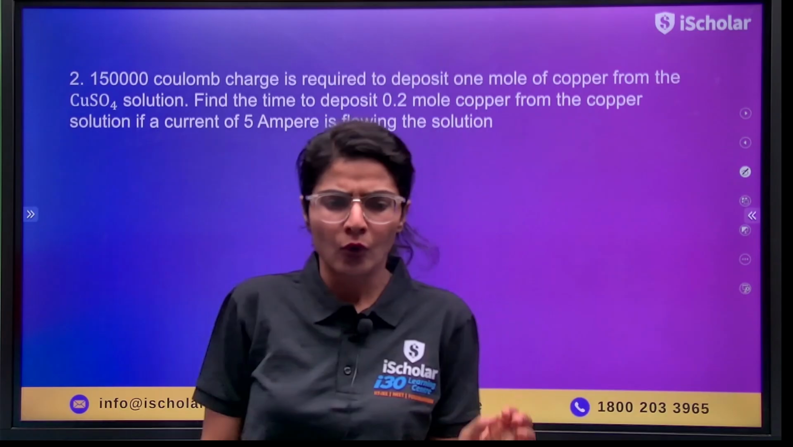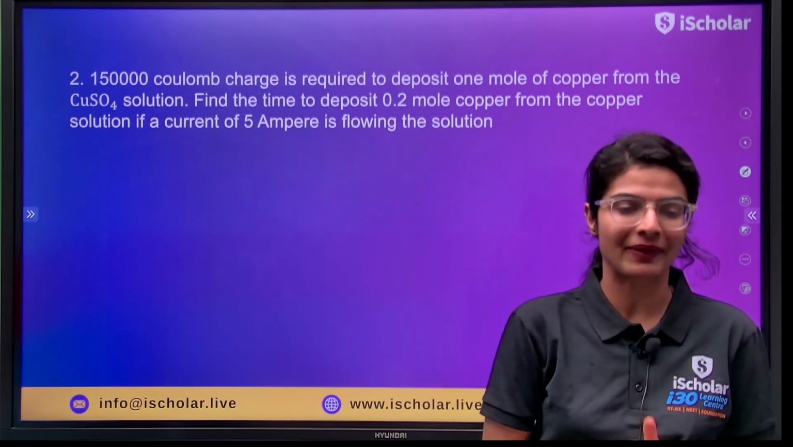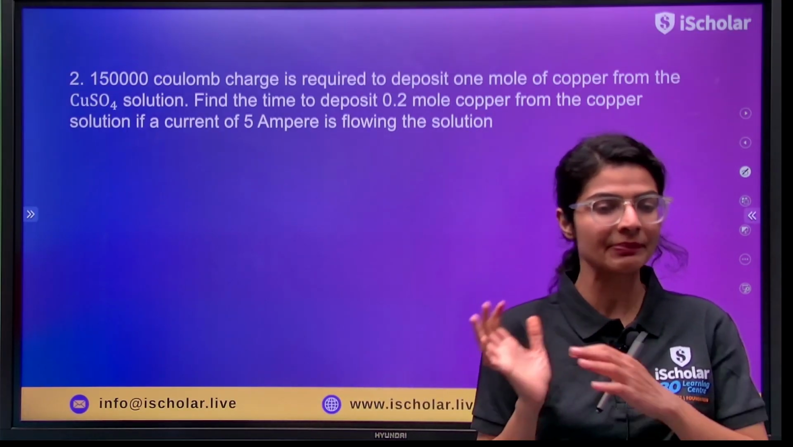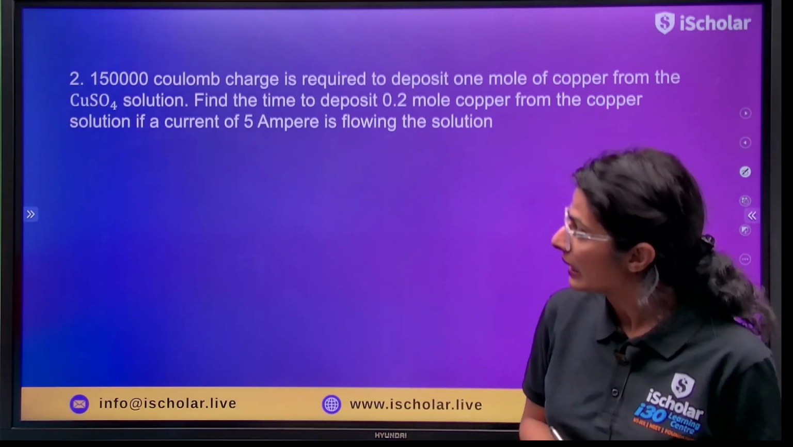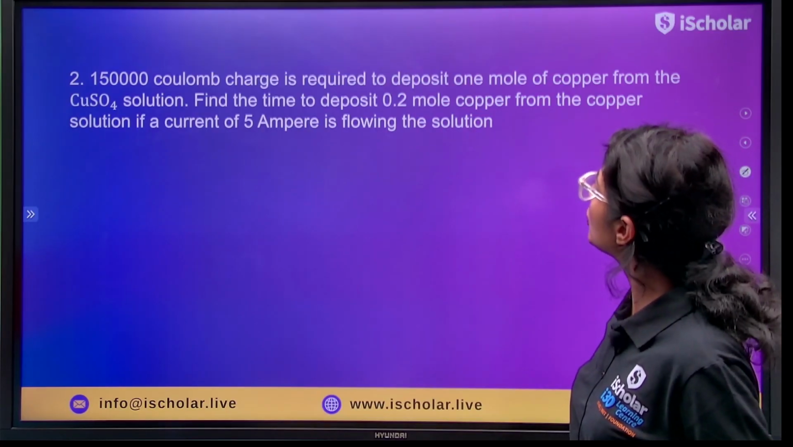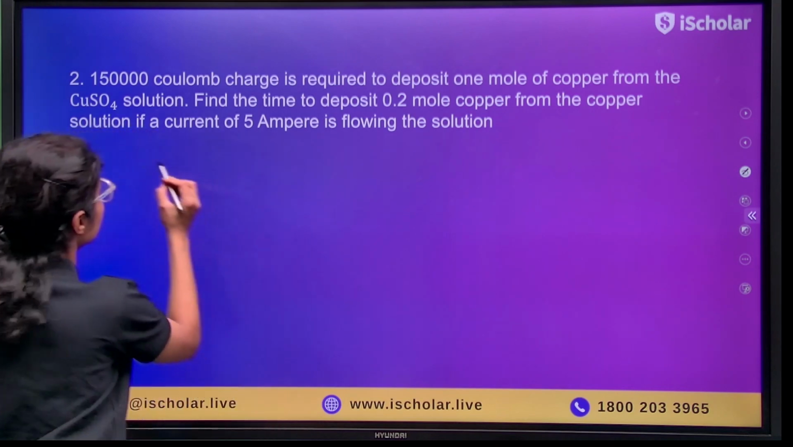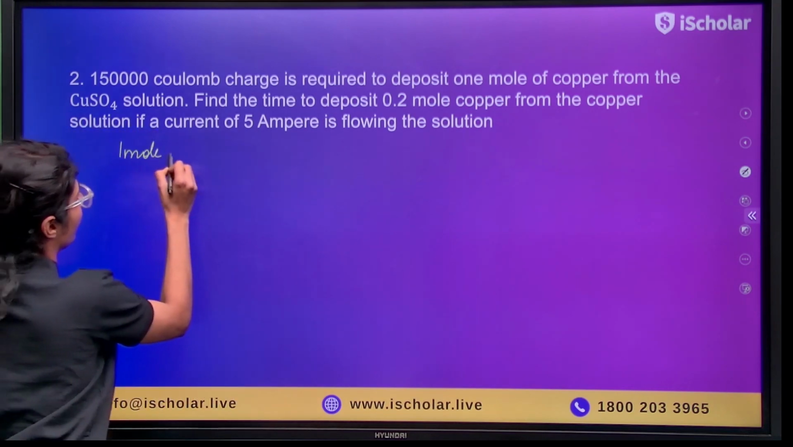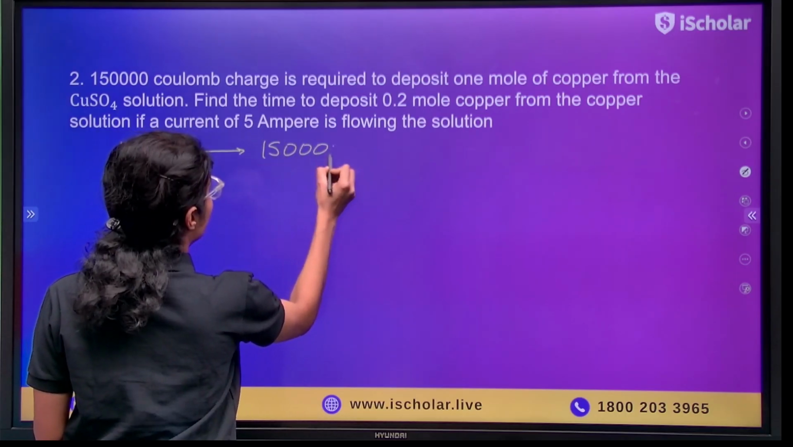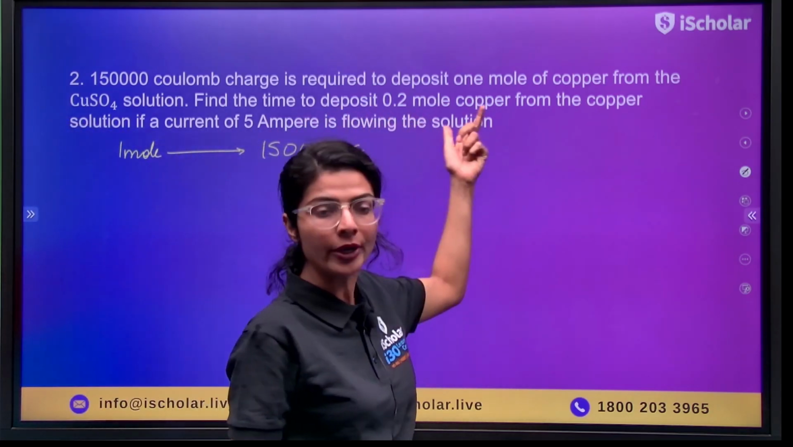Similar to that question only, in this session we are going to have mixed type of practicing. That means we'll be having some good questions, some tough ones, and some easy ones also. So let's see this. It is given 15,000 coulomb is required to deposit 1 mole of copper. Okay, so I'm writing what is given to us. If we have 1 mole of copper, we will be having 15,000 coulomb. On 1 mole of copper solution, find the time to deposit 0.2 moles.